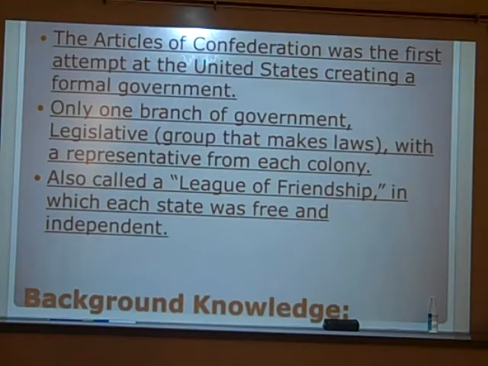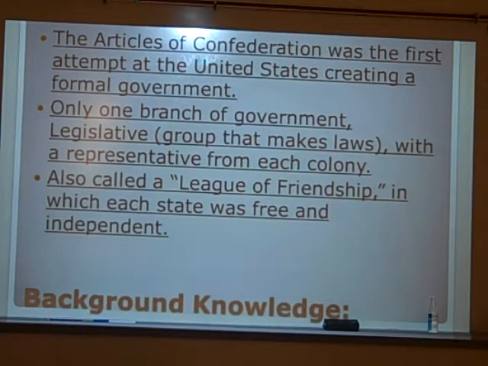It only had one branch of government. There was no president, no king, no nothing in charge that way, no true judicial branch. It was just a Congress that basically had one vote per state. So there were 13 states, so no tie. This one branch of government made all the decisions the best they could. It was called a League of Friendship, in which each state was free and independent.